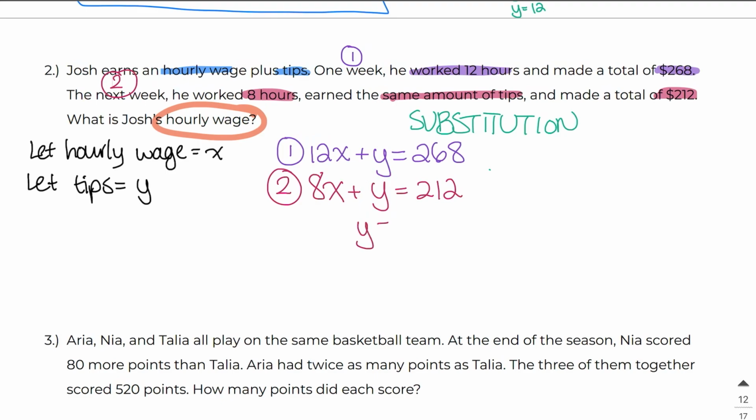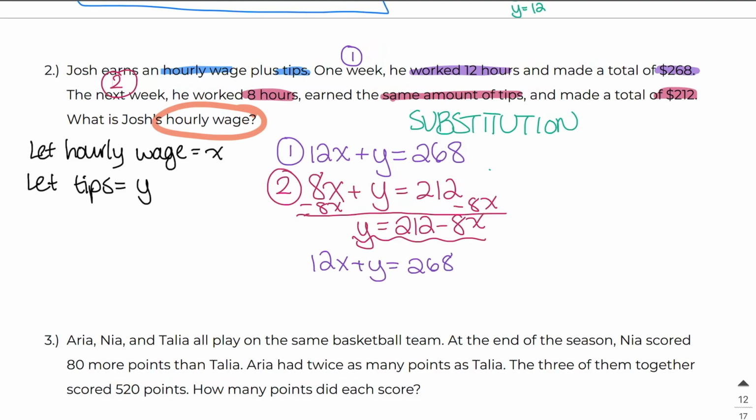I'm going to isolate y in this equation because it's just easy for me to isolate y right here. So I can subtract this 8x right here. So I would get 212 minus 8x because I would just subtract 8x from both sides right here, right? So my equation here with an isolated variable is 212 minus 8x. This is going to get substituted in for y over here. So I'm going to replace this y right here with 212 minus 8x. So I'm going to copy down the 12x, and then I'm going to put in right here 212, and then I'm going to subtract 8x, and that should equal 268.